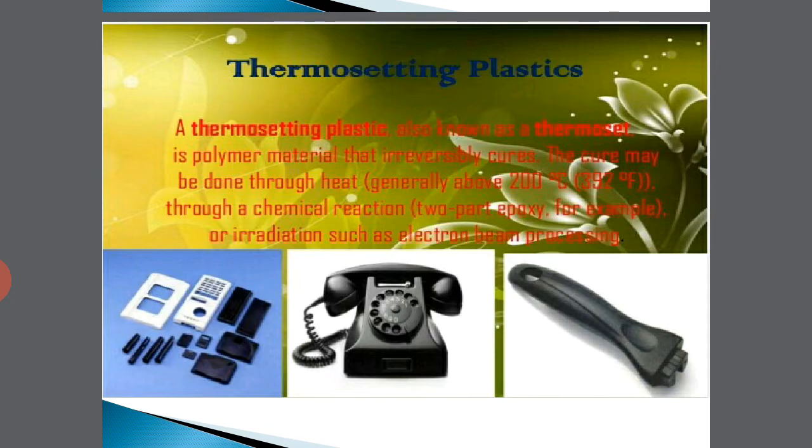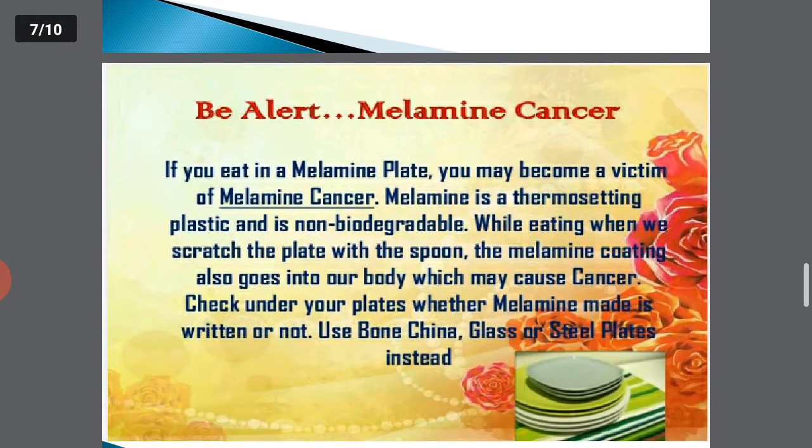Okay, you can see in images also the handle of utensils. Okay, you can see the cover also. You can see an old telephone set is over there, landline telephone set is over there. Once they are given a particular shape, it is not possible to change the shape of these kinds of plastics. This is the main drawback of them. Okay, so among the two types of plastic, the better one is thermoplastic for the purpose of recycling.